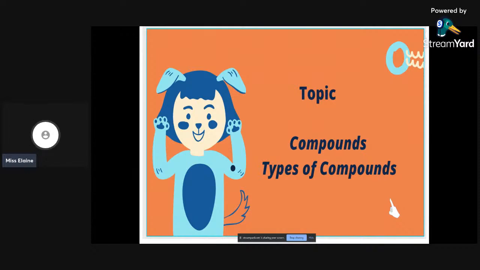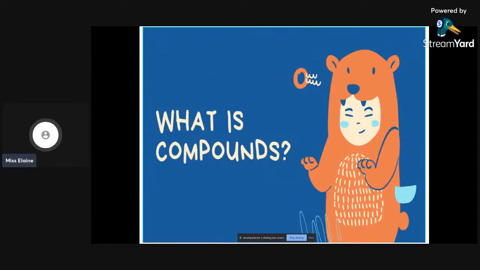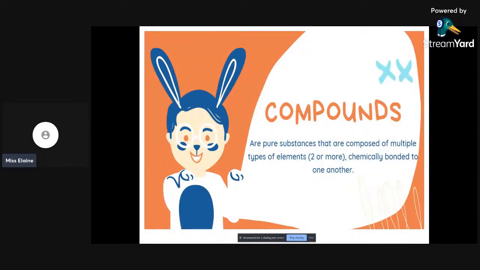Okay, our topic for today is all about compounds and types of compounds. The question is, what are compounds? Do you have any idea what compounds are? Compounds are pure substances that are composed of multiple types of elements. Multiple means two or more chemically bonded to one another.